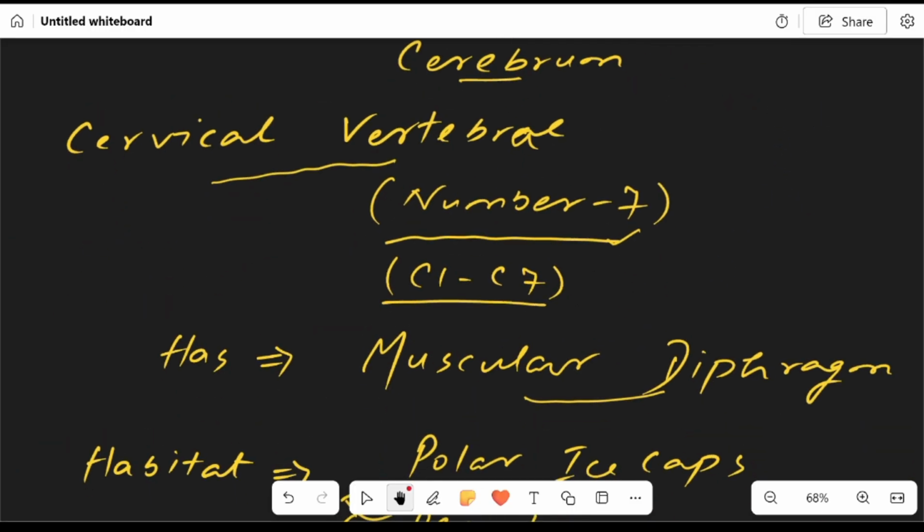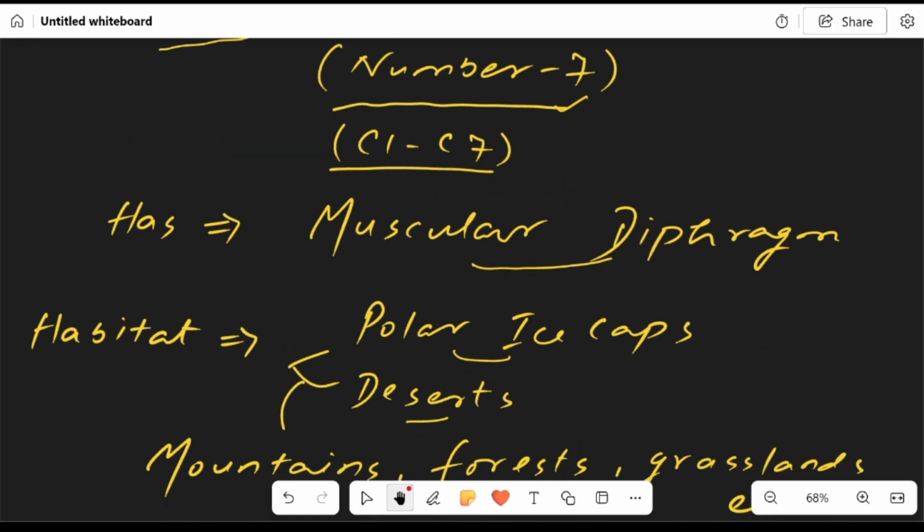The mammals have cervical vertebrae which are 7 in number, C1 to C7. The mammals have a muscular diaphragm also.